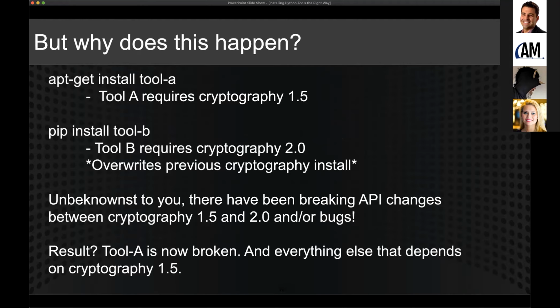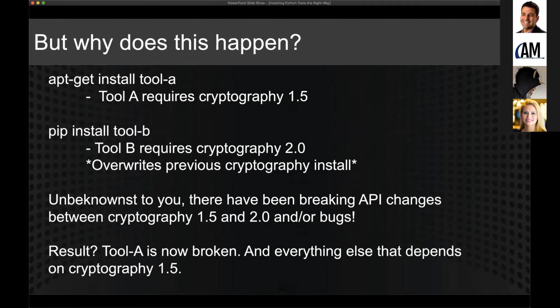They're both writing to your system site packages. So what this means is that pip really doesn't care that you previously installed the same library, only a different version of it, okay? So when you go install tool B, it'll just automatically overwrite the previous cryptography install, because it doesn't care. It's like the honey badger of Python install tools. Like it'll just completely overwrite the install.